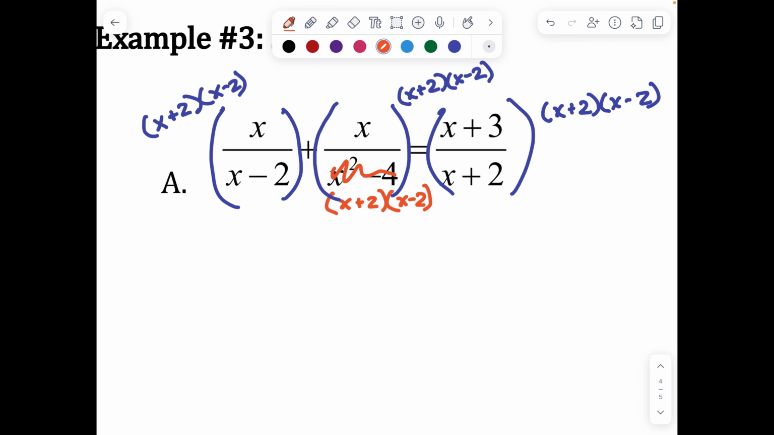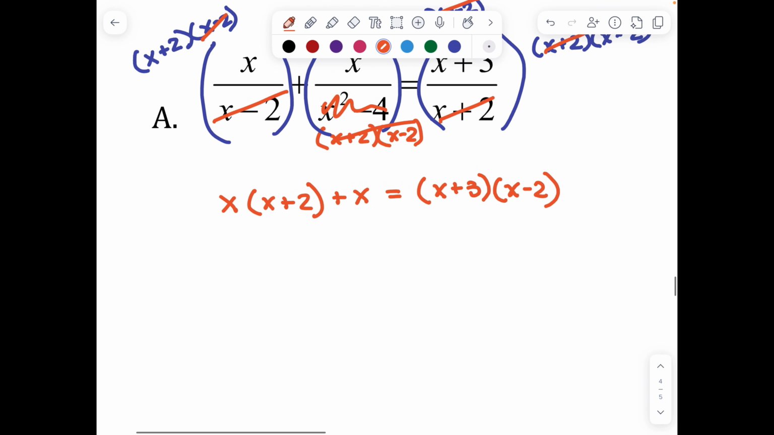So now our x minus 2's are gone from this one. I'm just left with x times x plus 2. Here in my second fraction, everything cancels, so I'm just left with plus x equals, over here my x plus 2's are gone, I get x plus 3 times x minus 2. Now I'm just going to go ahead and solve this equation.